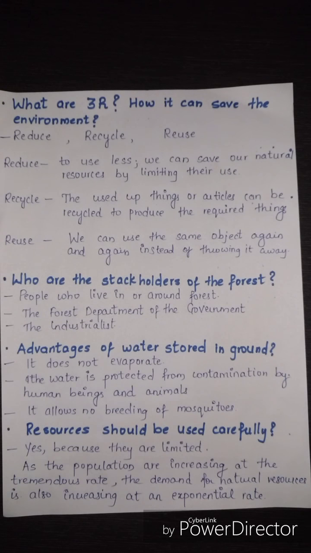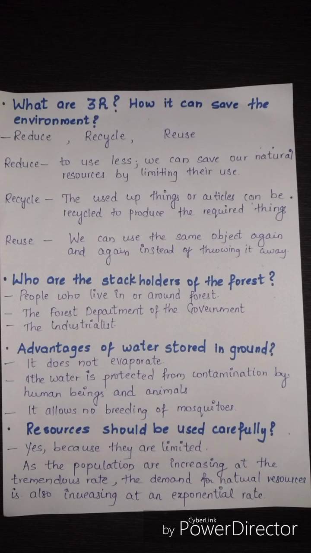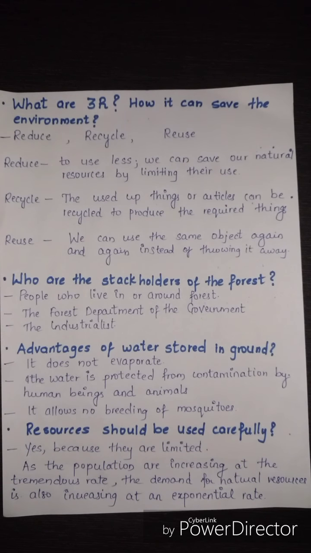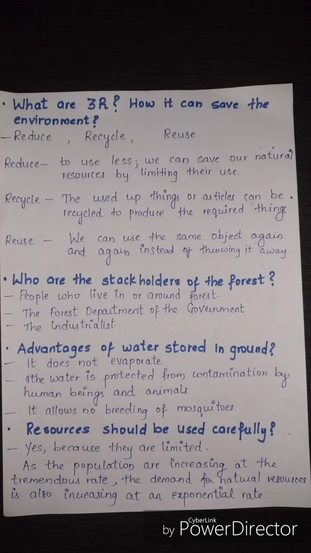Then what are 3R? 3R are reduce, recycle, and reuse. Reduce is to use less. We can save our natural resources by limiting their use. For example, electricity is saved if we switch off lights and fans when they are not needed, or water can be saved by repairing leaking taps.